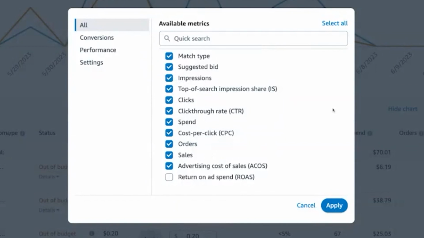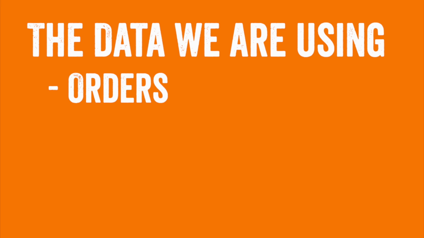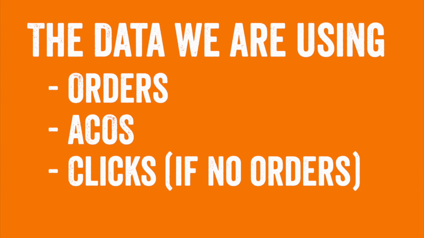I'm not using those. So let's talk about like the data we are using to make these decisions on. So the data we're using here is orders, and really ACOS. ACOS is our barometer. If we have orders, we're going to be using the ACOS to make decisions on whether we're going to increase or decrease our bid. Okay. If we don't have orders, we have to move to the next best piece of data, which is clicks.